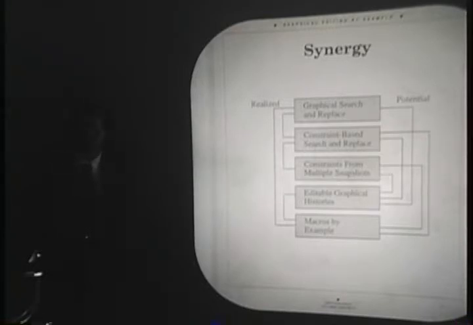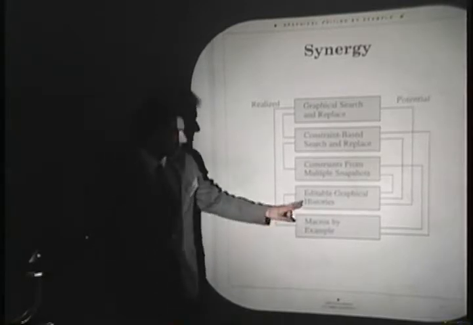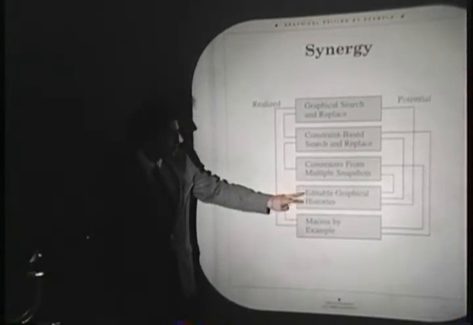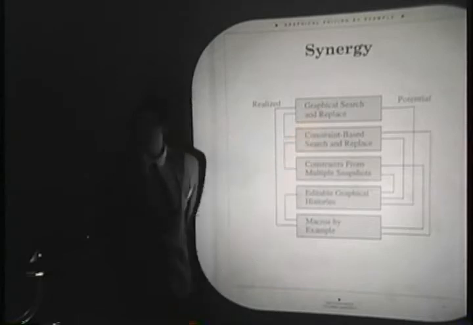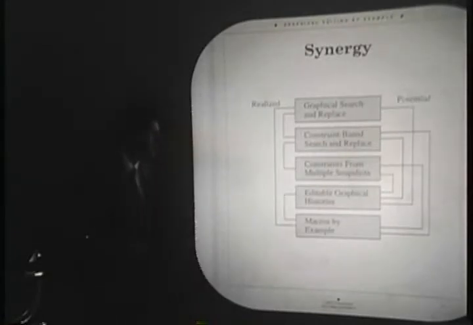Well, right now we have a very ad hoc technique for choosing a reasonable landmark. It would be a good idea to make sure that the landmark was unique in the scene in order to better disambiguate where the operation was performed. So in order to make sure that the landmark object is unique, we could potentially use graphical search. So there's a link between editable graphical histories and graphical search.